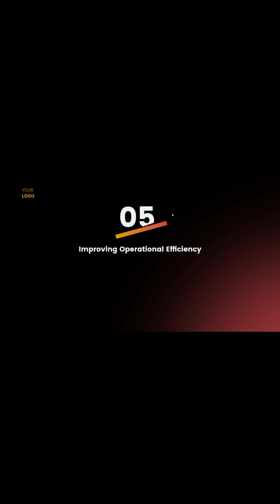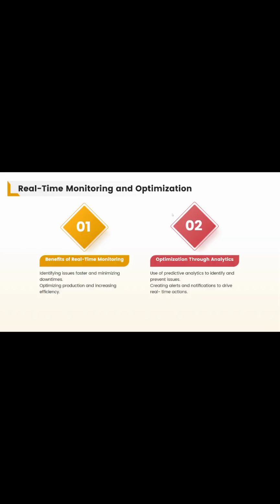So, how can we improve operational efficiency? First of all, we do it by using real-time monitoring and optimization. And what are the benefits of real-time monitoring? To identify issues appearing in the data faster and minimize downtime, optimizing production through analytics by using predictive analytics to identify and prevent issues, and also create alerts and notifications to drive real-time actions.